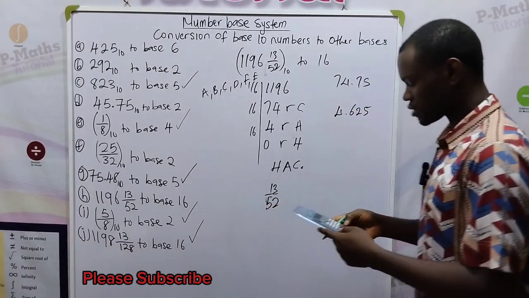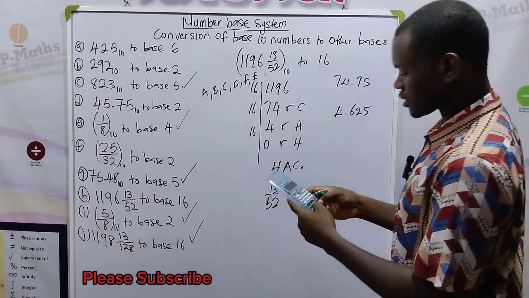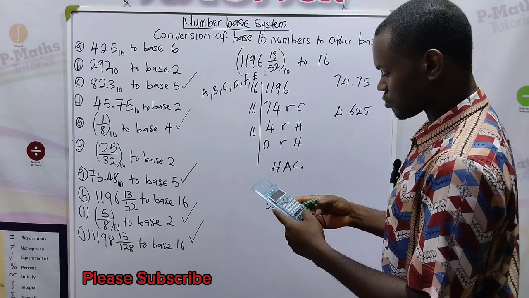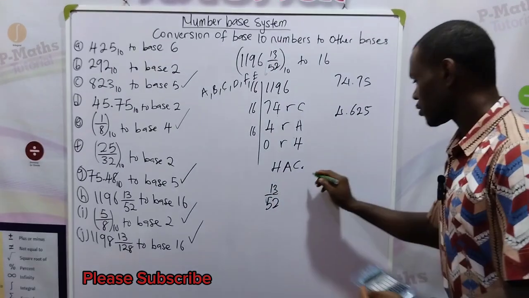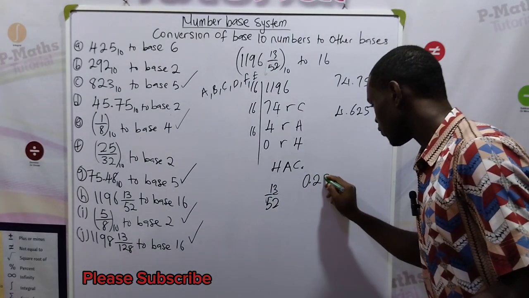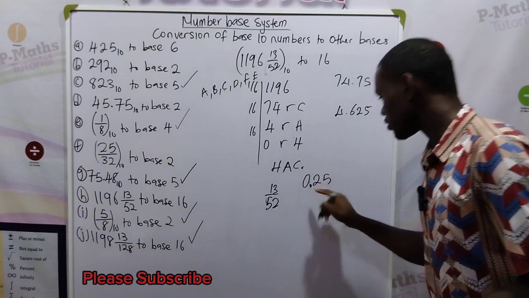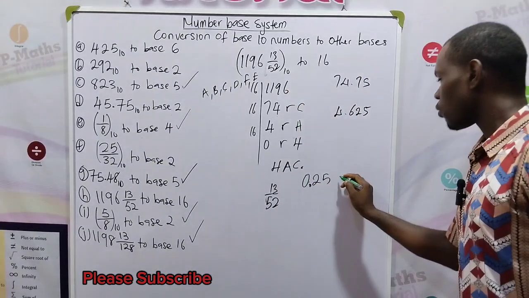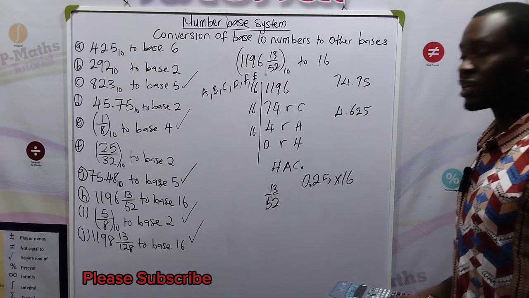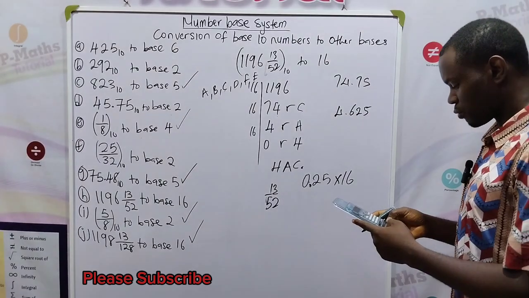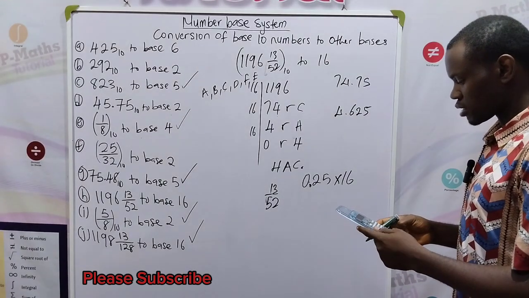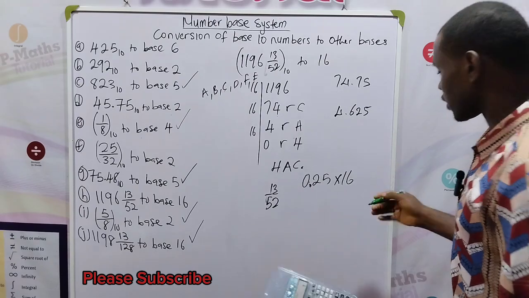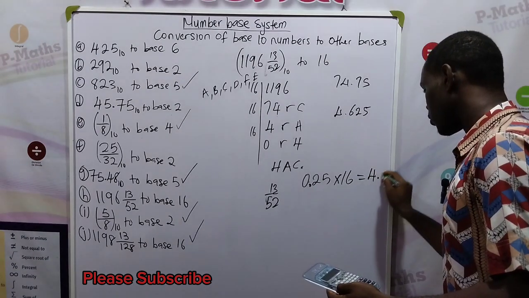So can you convert it to decimal first? So we say 13 divided by 52. That is 0.25. So let's convert 0.25 to base 16. What it means is that we are going to use 16 and multiply it. So 0.25 times 16 is giving me 4 directly. So you can write it as 4.0.